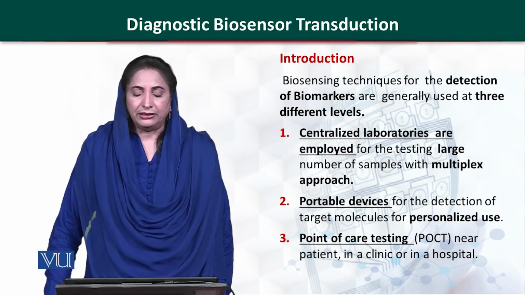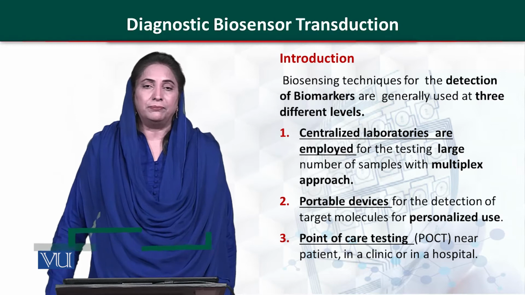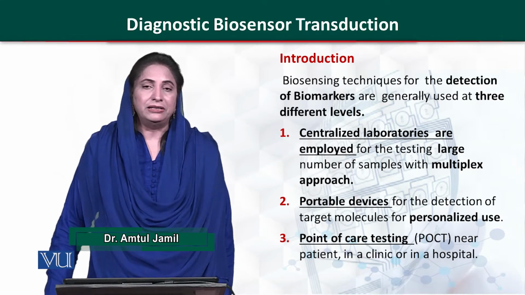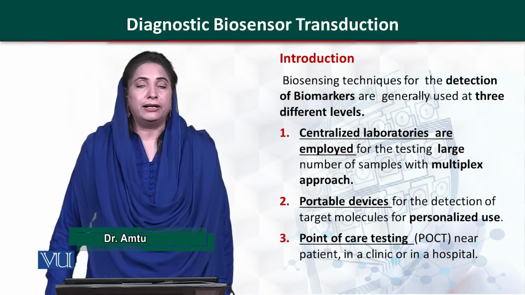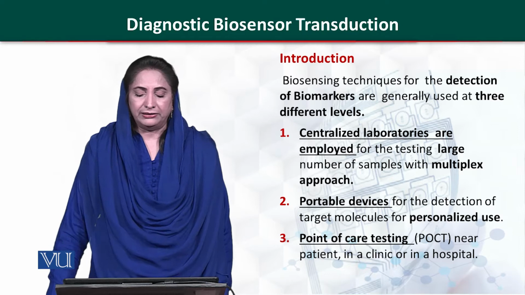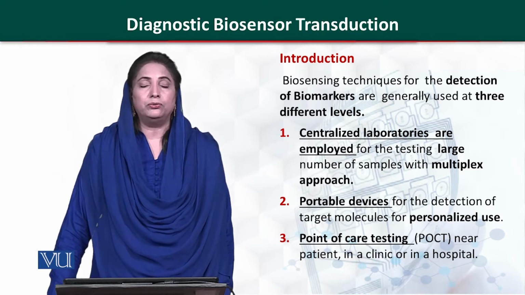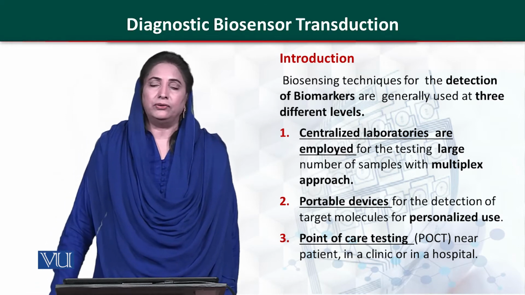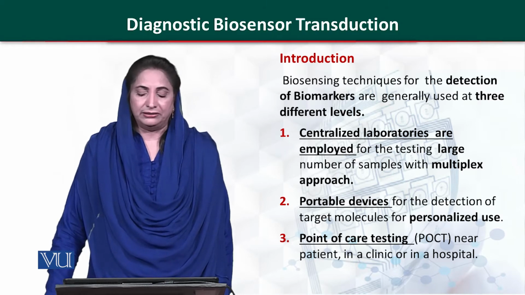Centralized laboratories are the main laboratories where a huge number of samples are tested with a multiplex approach. It means that in one sample, more than one analyte or target molecule can be tested. The portable device is the detection of target molecules at a personalized level. For example, a glucometer is a portable device for personal use.